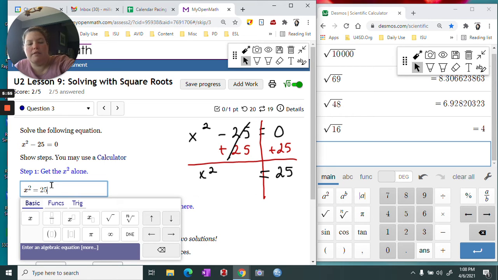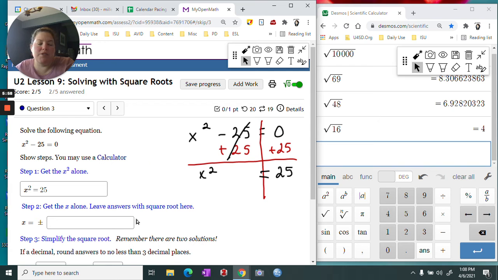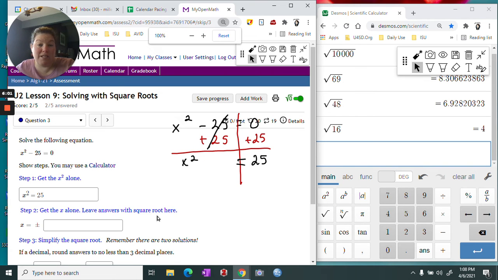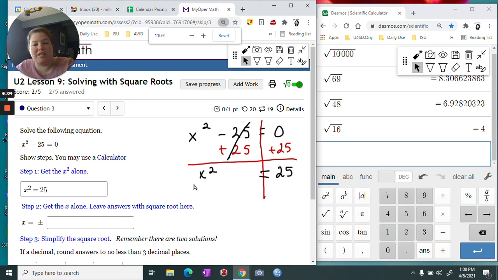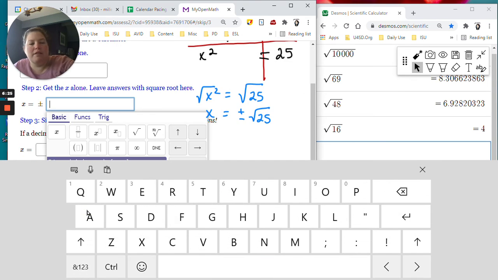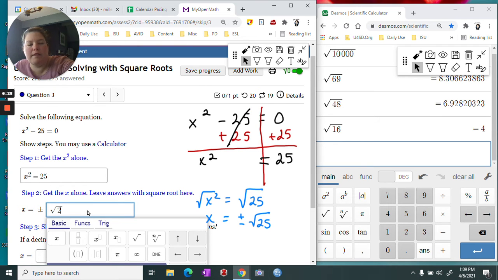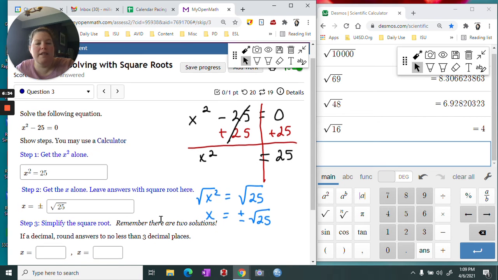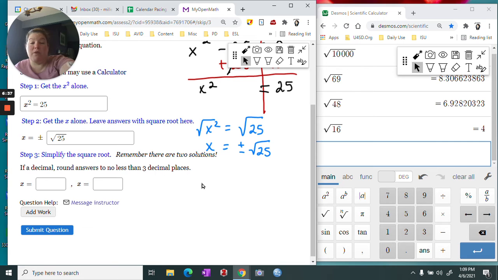Okay, so we're almost done, because now step 2 is get the x alone. So step 2 is now take your square roots. So I'm going to square root both sides. So the square root of x squared equals the square root of 25. So x equals plus or minus the square root of 25. So I'm going to write my square root of 25 because I have the plus or minus sign in front already. Okay? Now we simplify the square root.